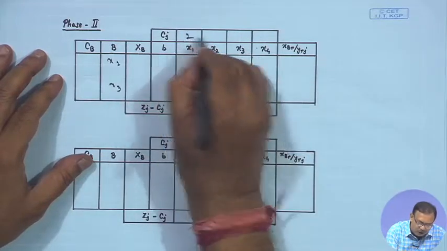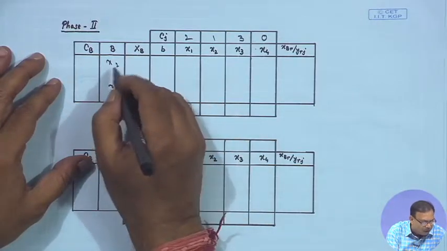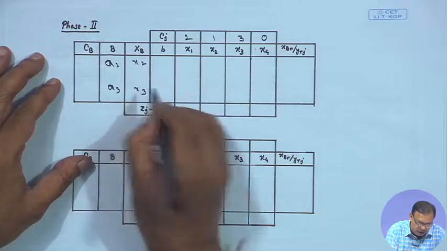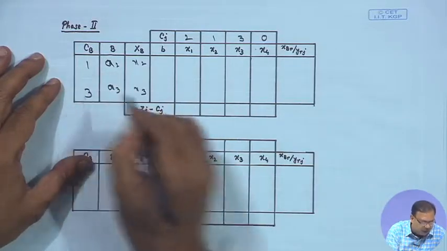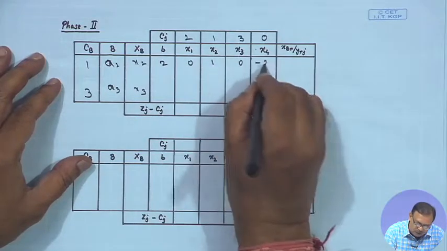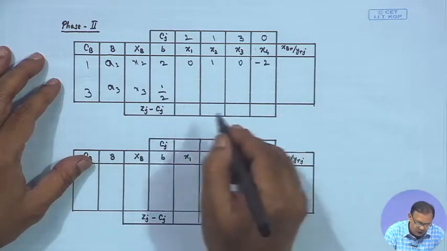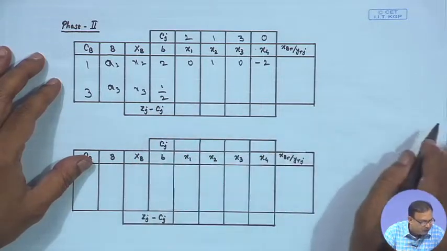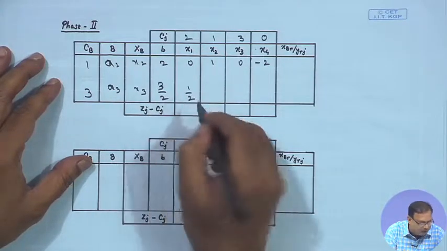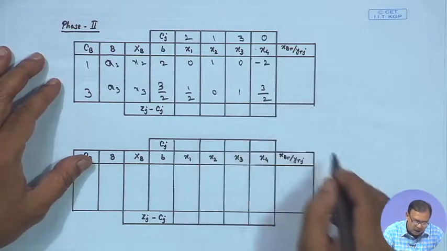These values now will be 2, 1, 3, 0 if you see the original problem. Sorry, this will be B is A2 A3, this will be X2 X3. So, CB values will be 1 and 3. I am writing these 2 0 1 0 minus 2. Sorry, this is 2, this will be 3 by 2 half 0 1 3 by 2, whatever was there in the earlier table.